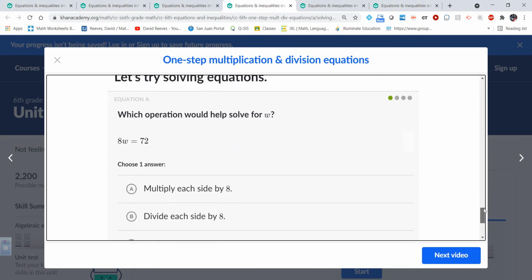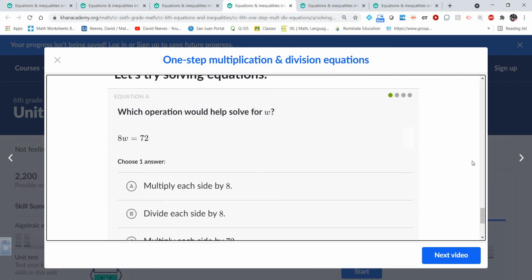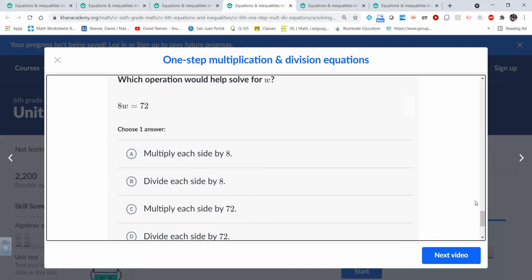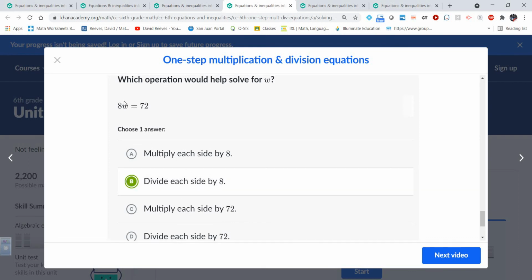All right, so let's do a few of these problems, and then we're going to be done with this video, and you will get a chance to do some practice. See what you've learned. All right, so this is 8w equals 72. This is 8 times w. What is the inverse of multiplying by 8? It's dividing by 8. And again, we're always working on the side with the variable.